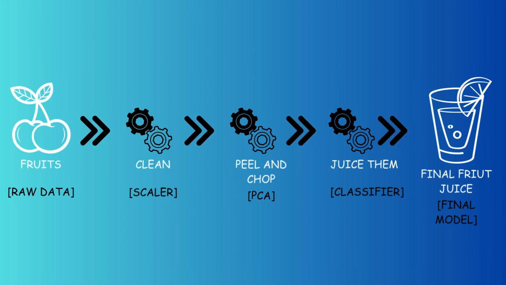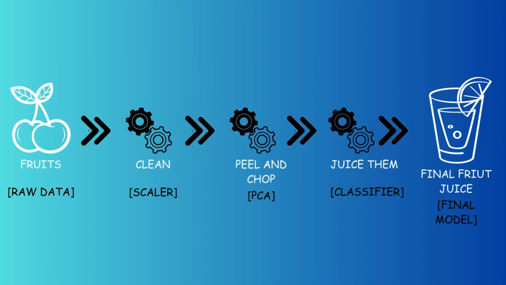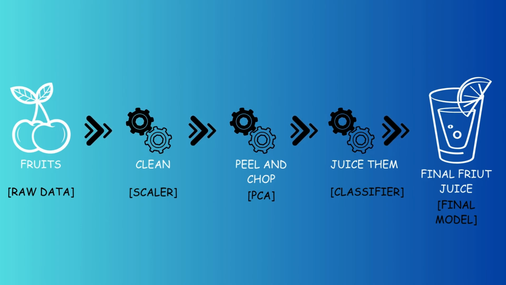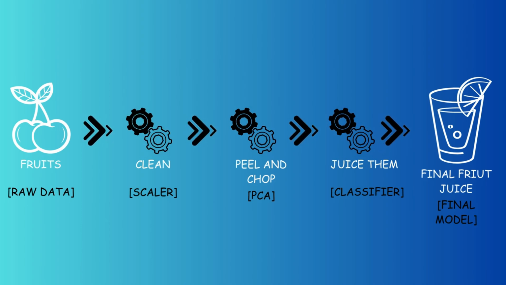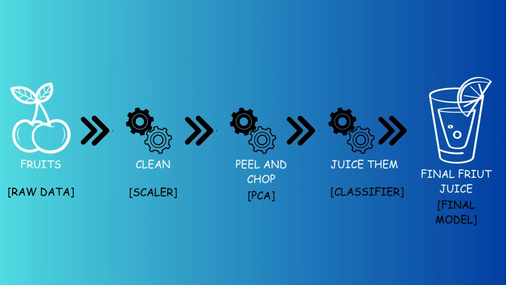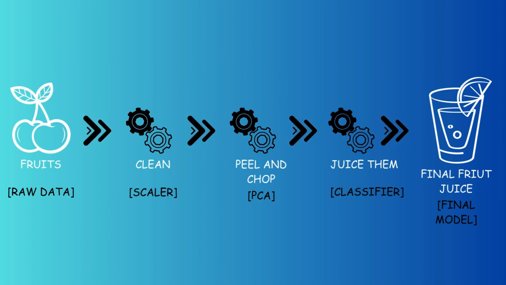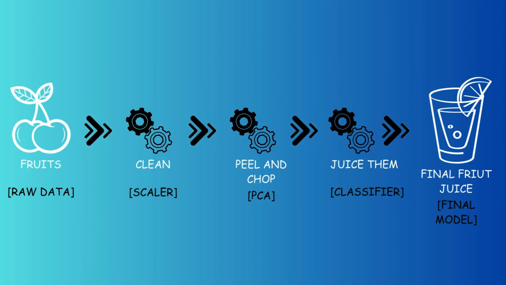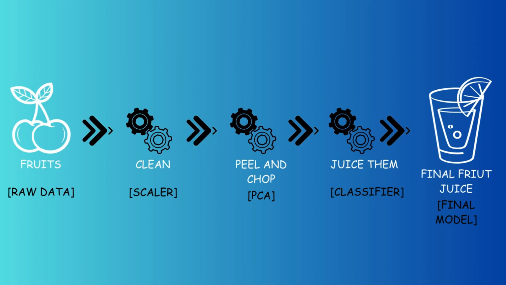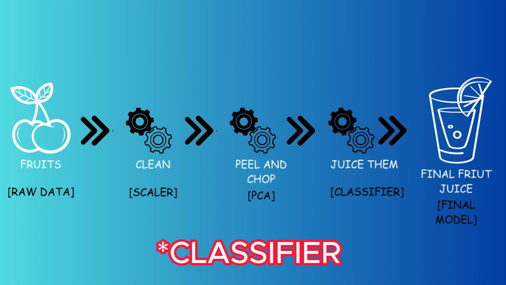Before we move further, let's recap our food machine learning model. As I mentioned earlier, cleaning the food is a scaler, peel and chop is PCA, juicing is a classifier. As a description, the scaler makes sure all foods are the same size. PCA means focusing on the juicy parts. The classifier means creating the final juice.